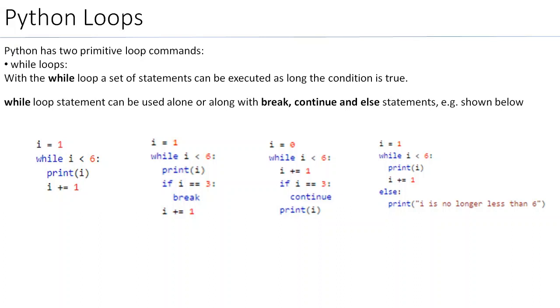So in this session, we will discuss loops in Python. Python has two loops. One is while, another one is for loop. There is no do while loop in Python. So what is a loop?